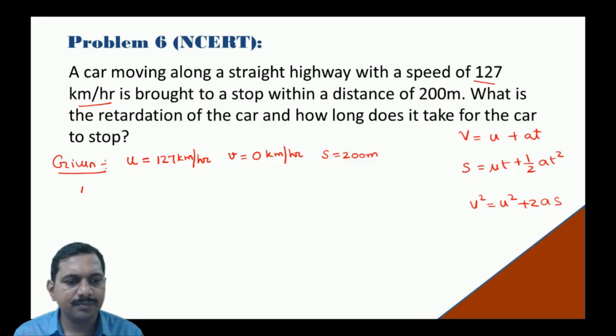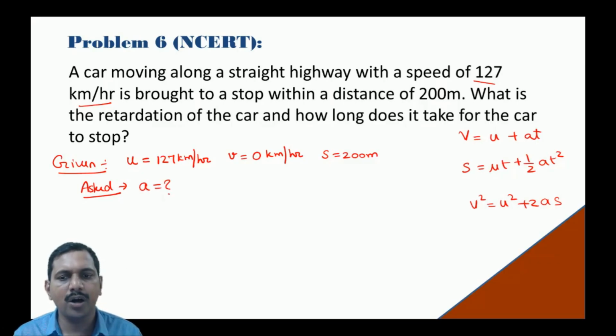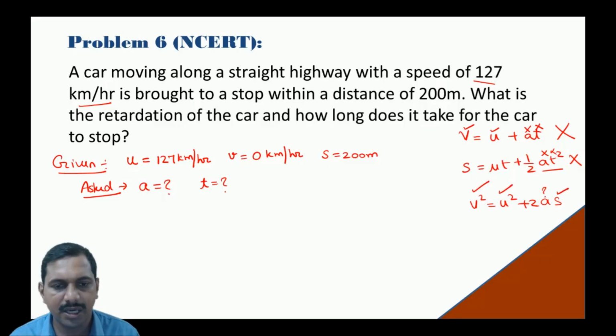What is asked? What is the retardation? Retardation means acceleration is asked. And how long does it take for the car to stop? Means time is asked, right? So let us see the first equation. Here v and u are given, but both a and t are not given, so we will not use this equation. In the second equation also a and t are not known, so we cannot use it. What remains is the third equation. v is given, u is given, s is given, a is asked, so we use this equation.